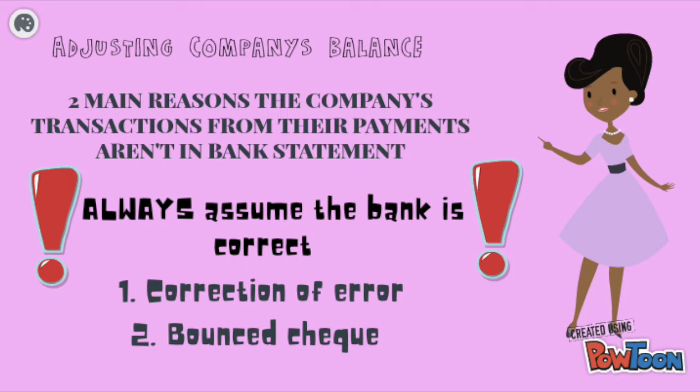Any error in recording on the company's cash ledger will be realised once they receive their bank statement. As the bank statement records the correct cash flow, this means the company's cash balance needs to be adjusted. Furthermore, a bounced check is a check from a customer that has not cleared their own bank account, resulting in the removal of money from the company's bank account, which needs to be recorded on the company's cash balance.